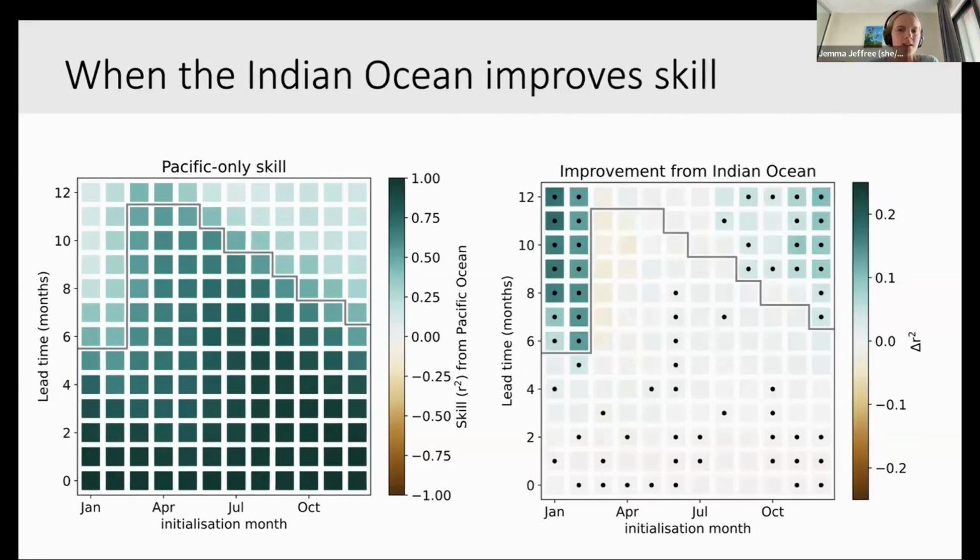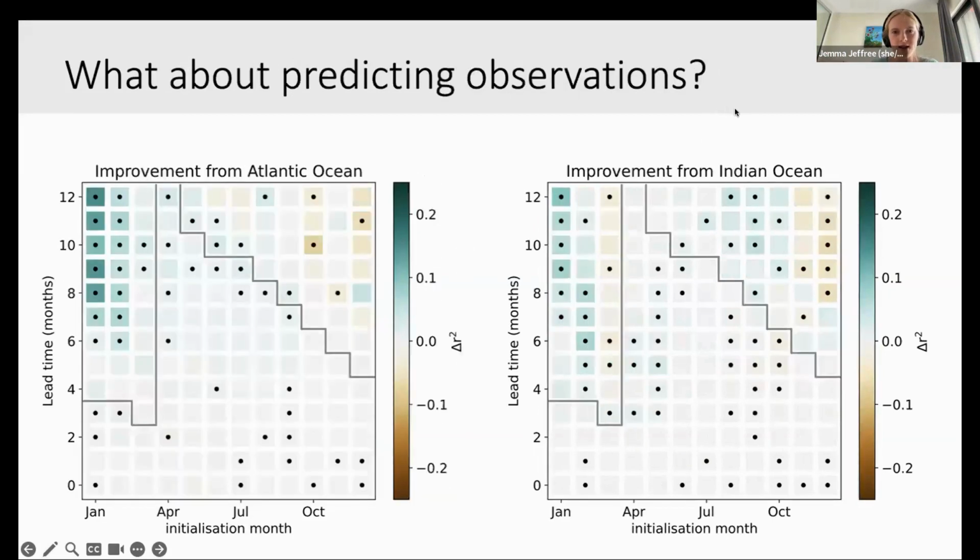And we see something very similar using the Indian Ocean. I was hoping you'd get some kind of cool seasonality where the Indian is important in some months, the Atlantic is important in others. But I think mostly what you see is that both of them are relevant in these regions when the Pacific is poor. So in January and February, after 6 months lead, over here, which kind of makes sense.